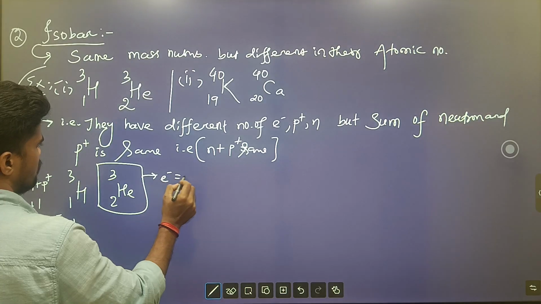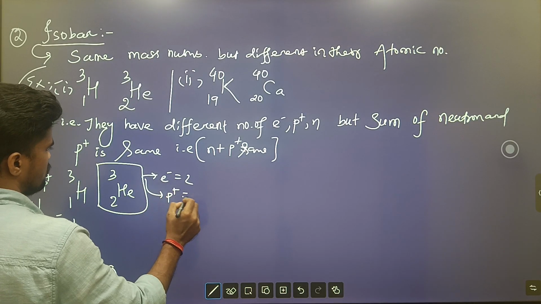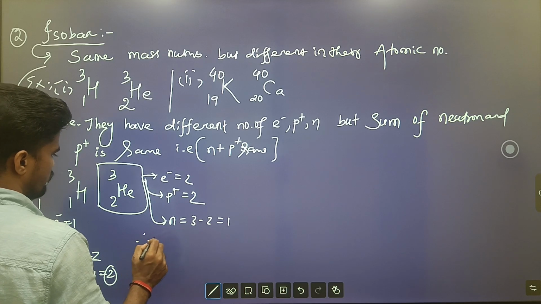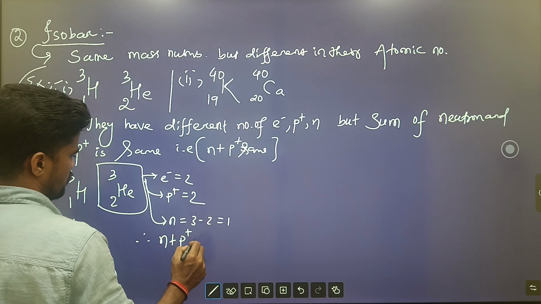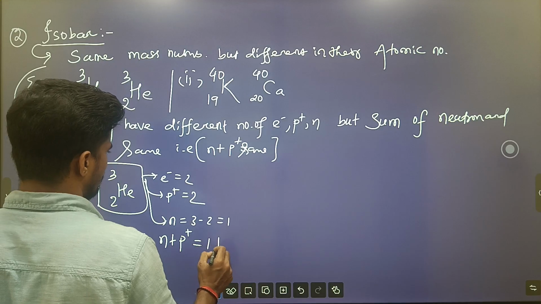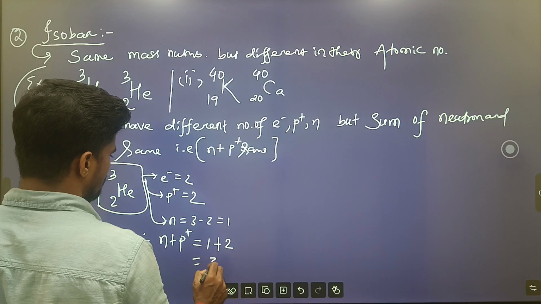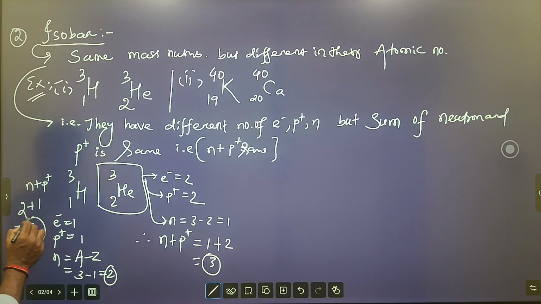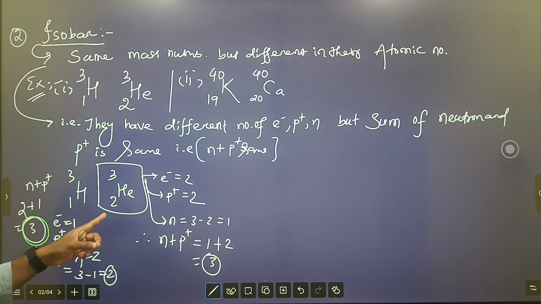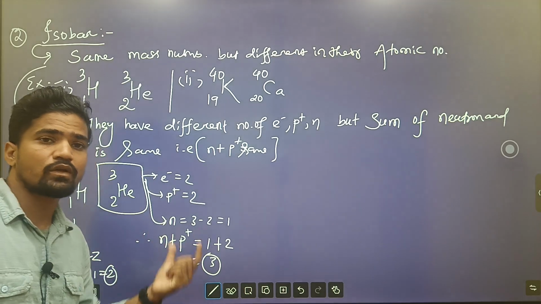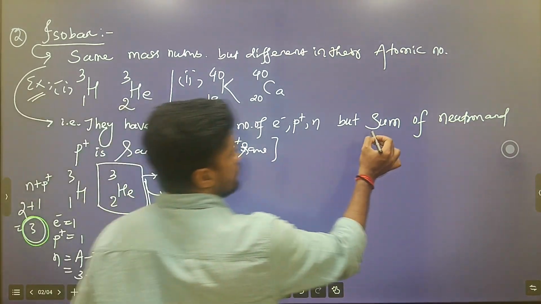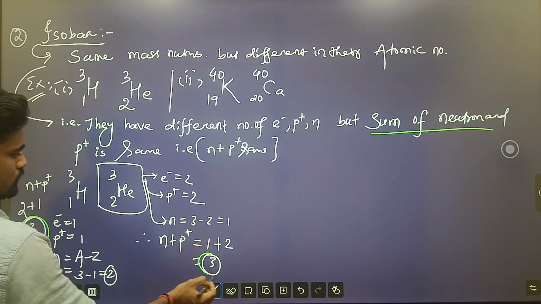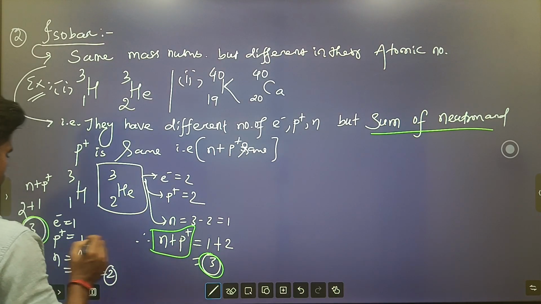So in this case, electrons equal 2, protons are 2, neutrons will be 3 minus 2 equal to 1. Therefore, the number of neutrons plus protons equals 1 plus 2, equal to 3. Now check it out. In H-1 and H-3, the number of neutrons plus the number of protons is the same. That means the sum of the number of neutrons plus the number of protons is the same. In this case also it is the same, the n plus p value.